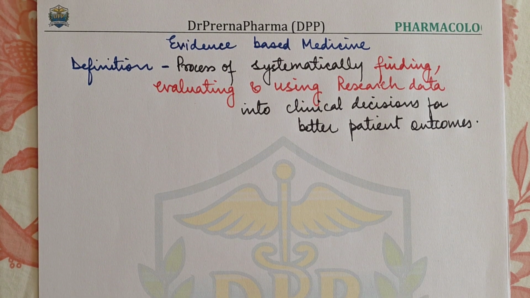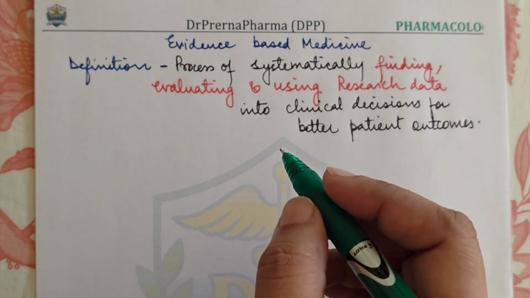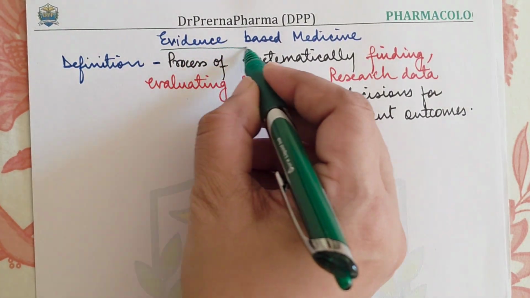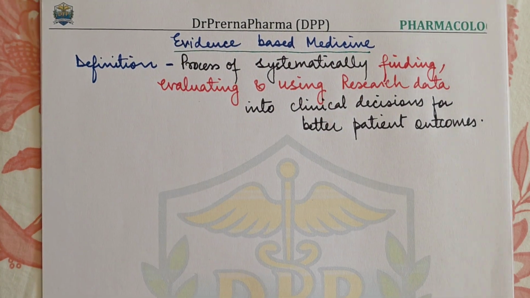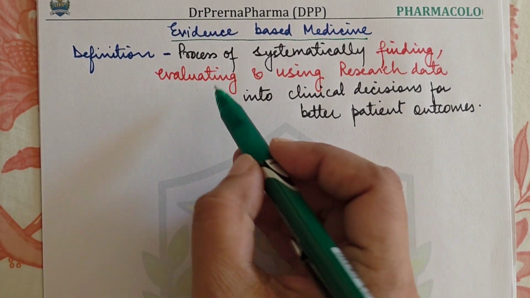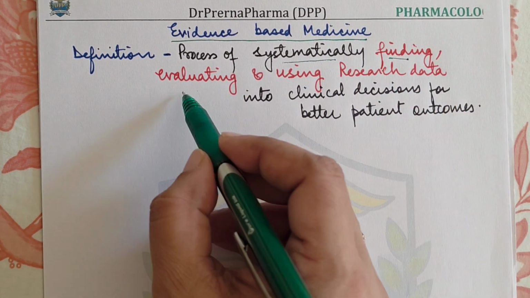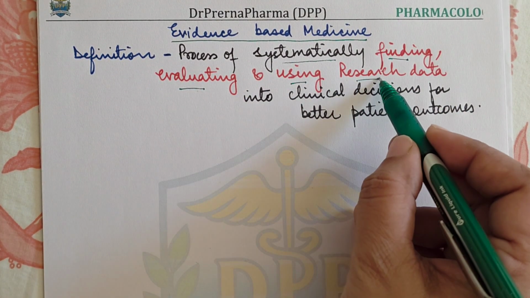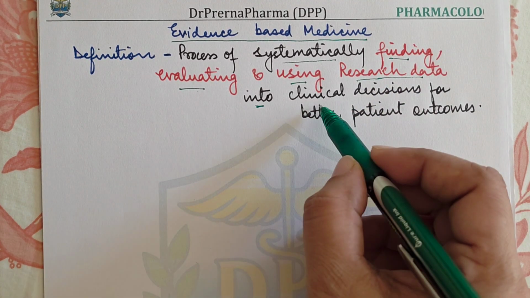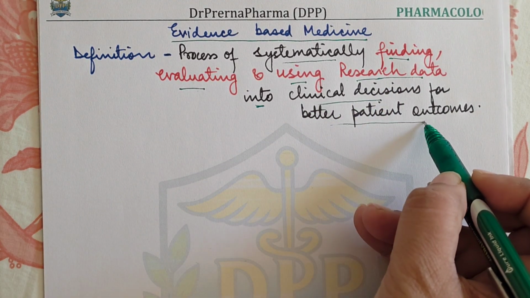So students, now in this video we are going to study about evidence-based medicine. The topic of this video is evidence-based medicine. The definition of evidence-based medicine is that it is a process of systematically finding, evaluating and using research data into clinical decisions for better patient outcomes.